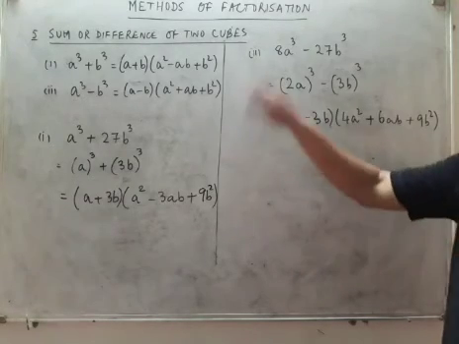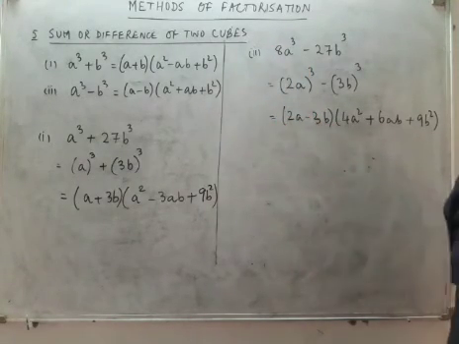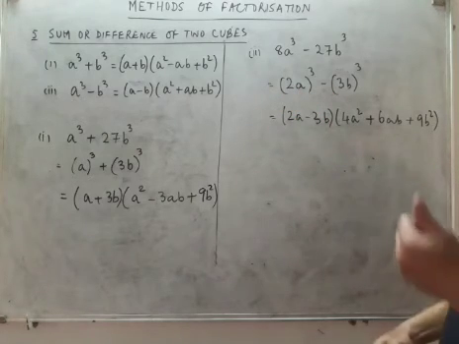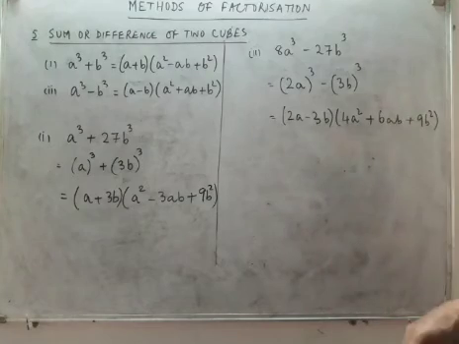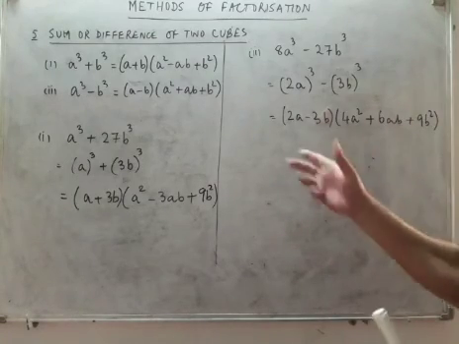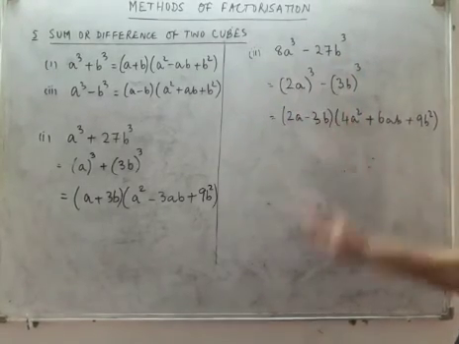We'll stop here. This takes care of the last method. So we've covered all the 5 methods: taking out the common factor, the grouping method, the trinomial method, the difference of two squares, and the sum or difference of two cubes.